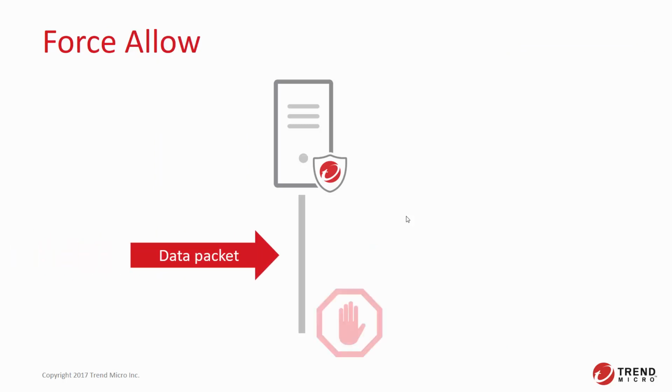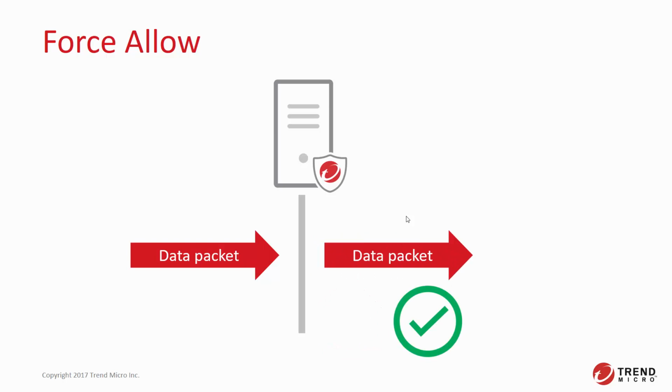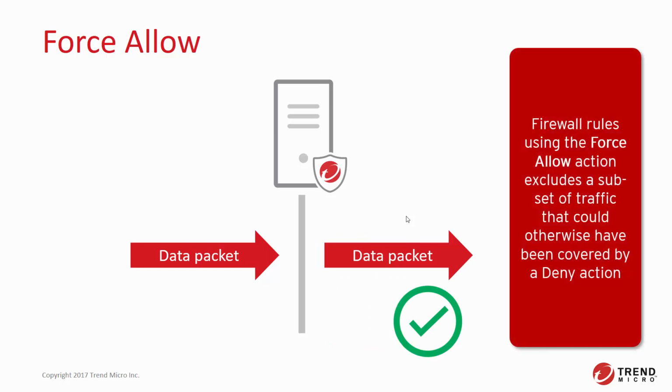And finally, firewall rules using the force allow action exclude a subset of traffic that could otherwise have been covered by a deny action. Force allow has the same effect as bypass. However, unlike bypass, traffic that passes the firewall because of this action is still subject to intrusion prevention scanning. The force allow action is particularly useful for making sure that essential network services are able to communicate with the Deep Security Agent computer.